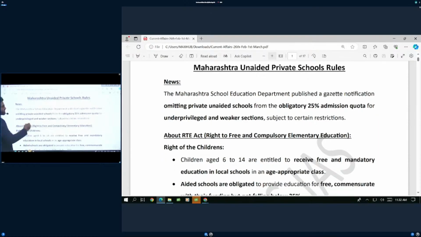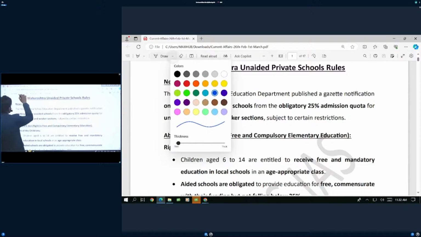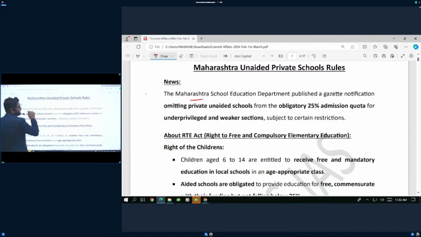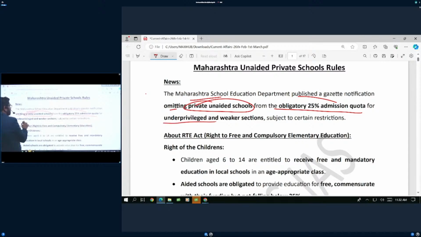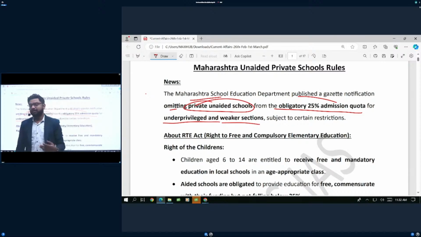So Maharashtra School Education Department has published a gazette notification omitting private unaided schools from the obligatory 25% admission quota for underprivileged and weaker sections, subject to certain restrictions. अब ये चीज है क्या? What is this 25% quota? What is aided, unaided?